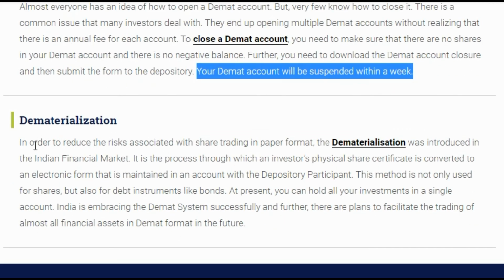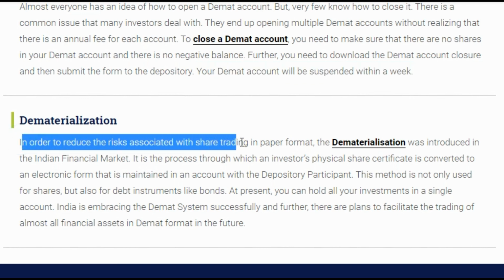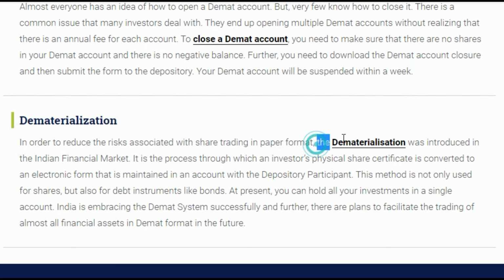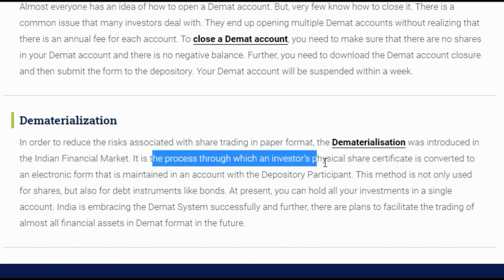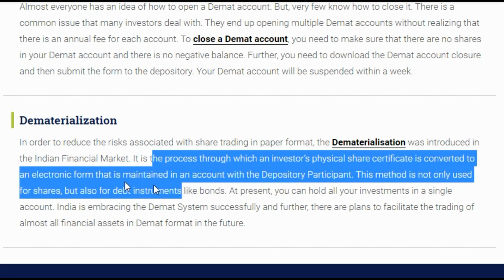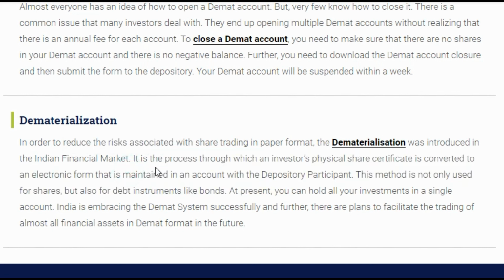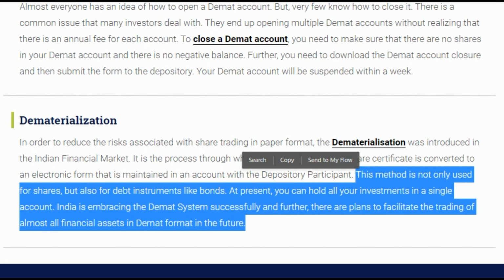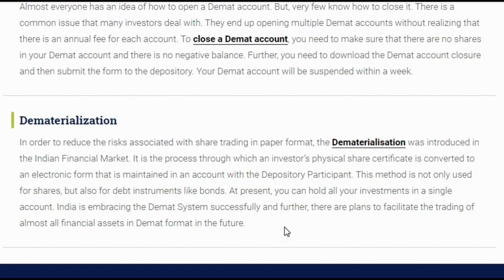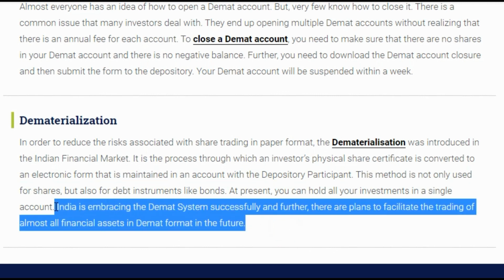Now, what is dematerialization? In order to reduce the risk associated with share trading in paper format, dematerialization was introduced in the Indian financial market. It is the process through which an investor's physical share certificate is converted to an electronic form that is maintained in an account with a depository participant. This method is not only used for shares but also for debt instruments like bonds. At present, you can hold all your investments in a single account. India is embracing the Demat system successfully, and further, there are plans to facilitate the trading of almost all financial assets in Demat format in the future.